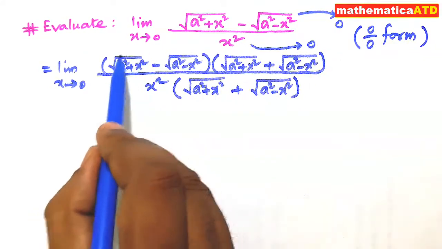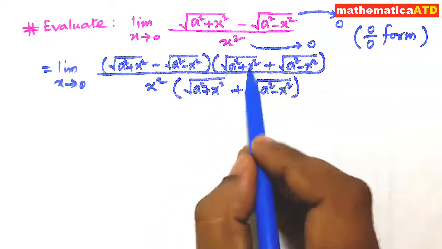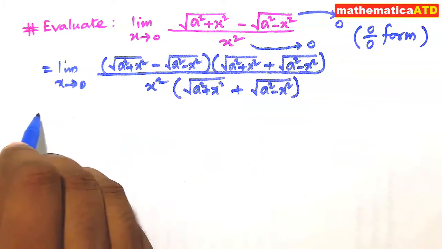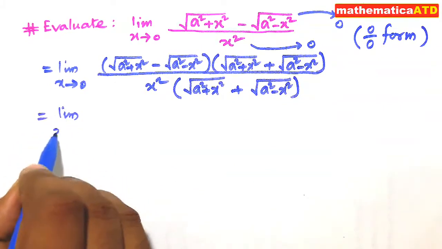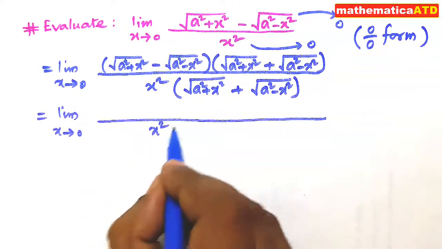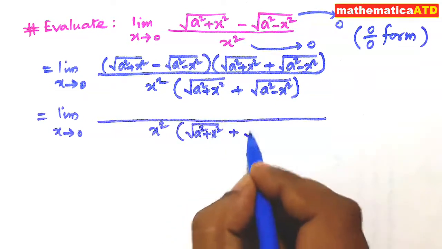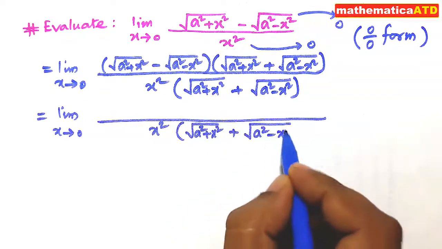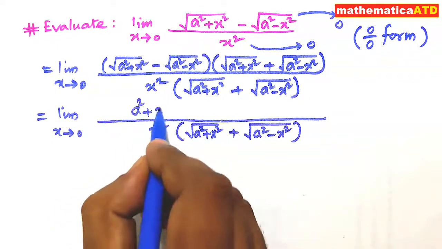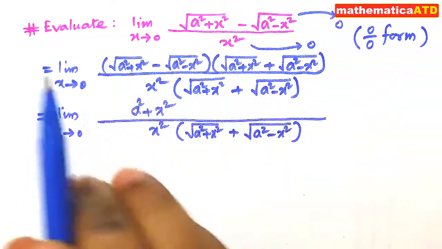This is (x minus y) whole into (x plus y), that means x square minus y square. So we can write limit x tends to 0, denominator as usual x into root over (a square plus x square) plus root over (a square minus x square), and the numerator is now a square plus x square. That means the formula is for x square minus y square.